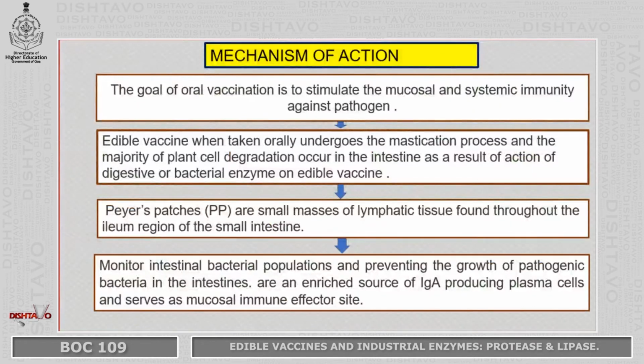Going to the mechanism of action, the goal of oral vaccination is to stimulate the mucosal and systemic immunity against the pathogen. Edible vaccines, when taken orally, undergo mastication in the mouth and then total cell degradation at the intestinal level. There are some patches which are called Peyer's patches, PP as I have referred to them here in the PowerPoint. These are small masses of lymphatic tissues found throughout the ileum region of the small intestine. They monitor the entry of pathogens and regulate by secreting IgA, producing plasma cells.